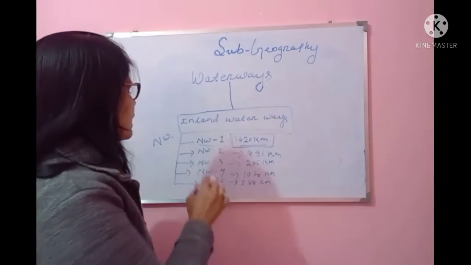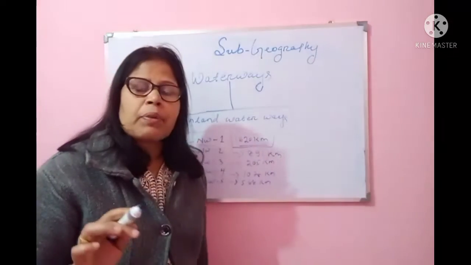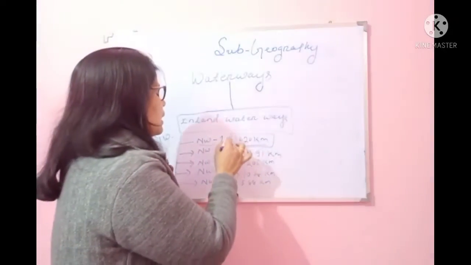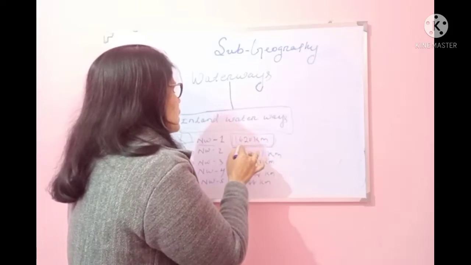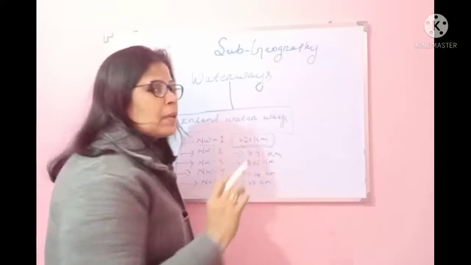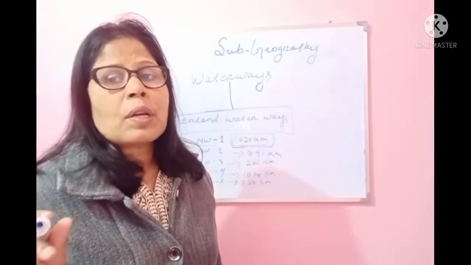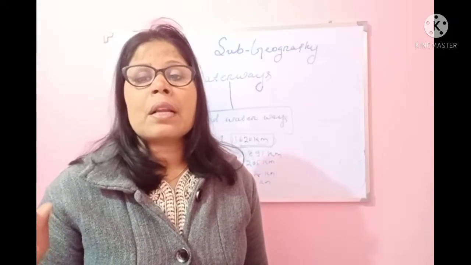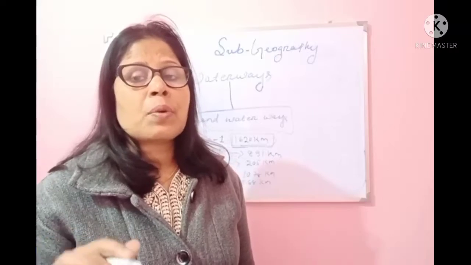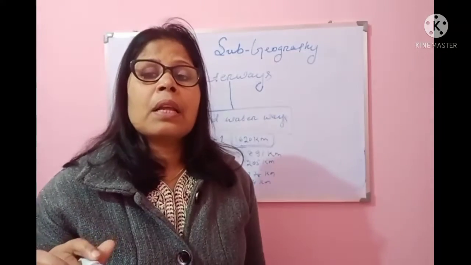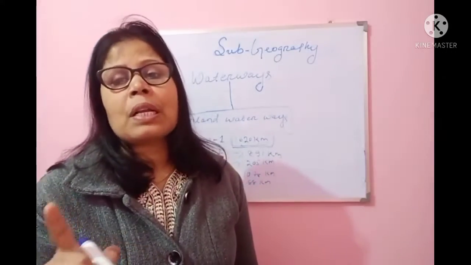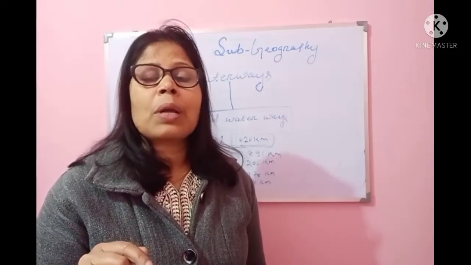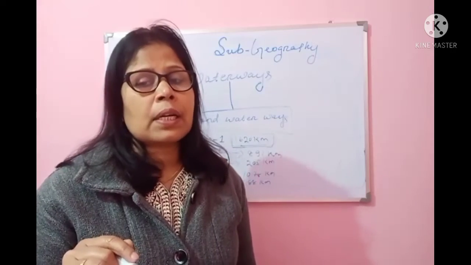Students, national waterway 1 we find in the river Ganga. The total distance where navigation occurs is 1620 kilometer, extended from Allahabad in UP to Haldia in West Bengal. This is national waterway 1 in the river Ganga, with a total distance of 1620 kilometer, and that is the longest waterway transportation inside our country.